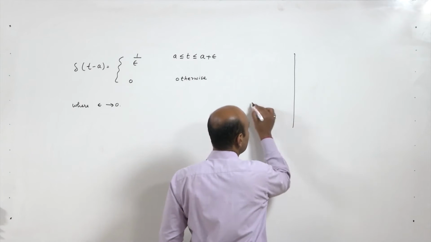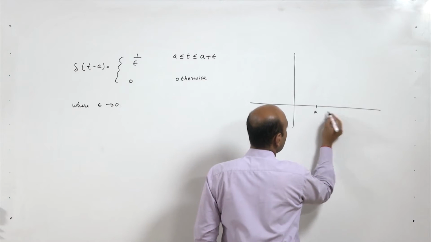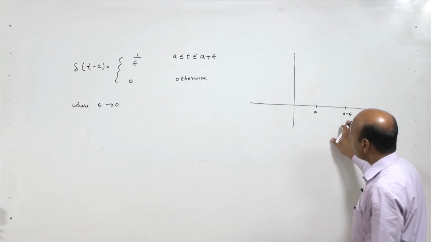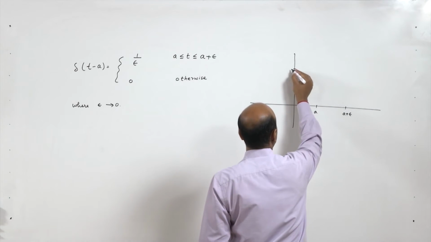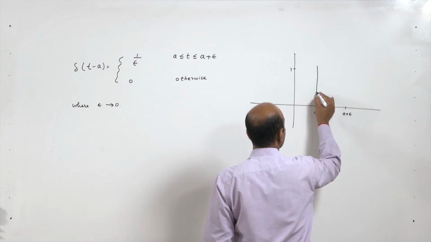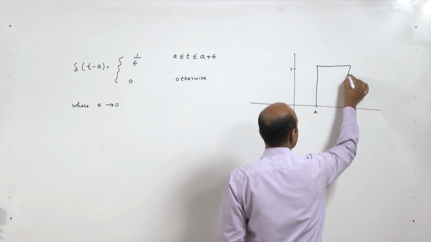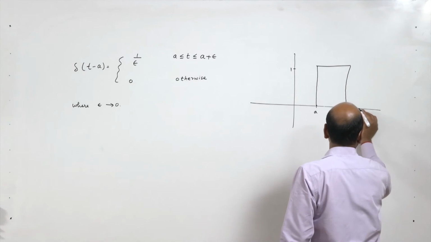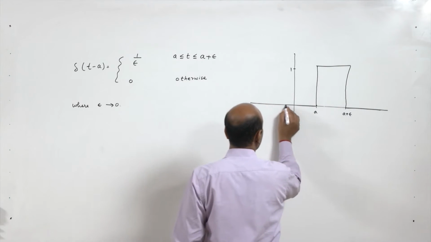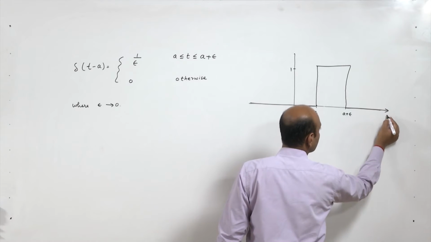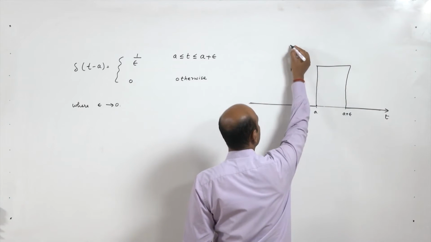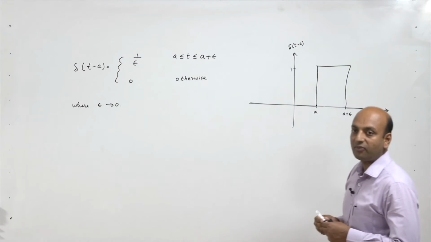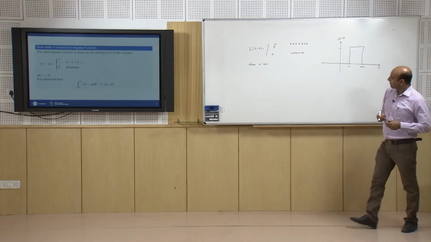This means when t is varying from a to a plus epsilon, where epsilon is tending to 0, then this value is 1 upon epsilon. So, from a to a plus epsilon this value is 1 by epsilon, and otherwise this value is 0. So, this is what the graph of the Dirac delta function is. This is t, and this is the Dirac delta function at t minus a. So, this is how we can define the Dirac delta function.